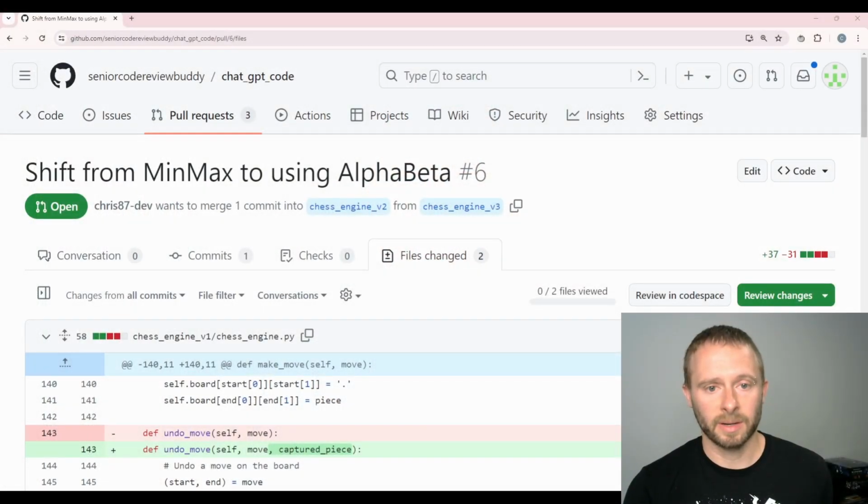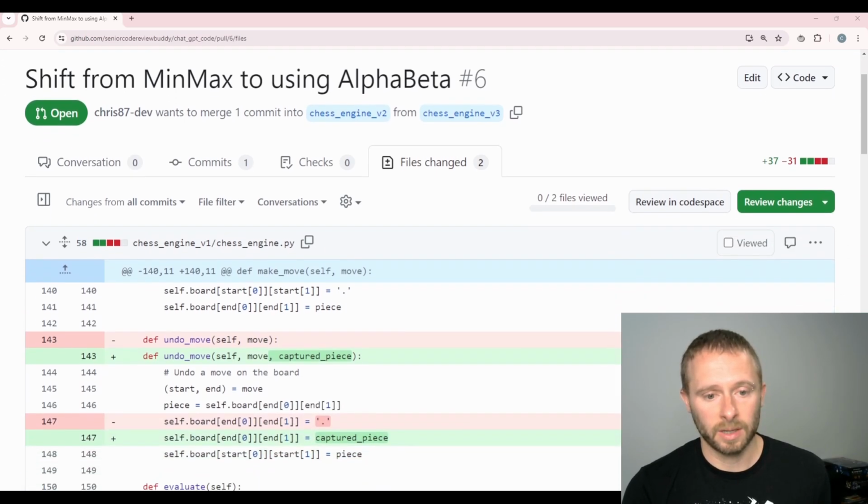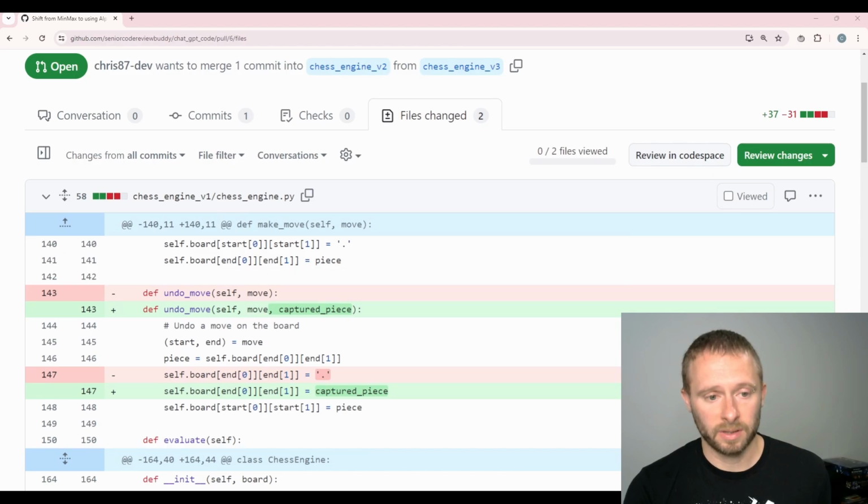So here we are at the third PR. So yeah, this is just the shift from using the min-max algo to alpha-beta. So let's take a look at what we've got.